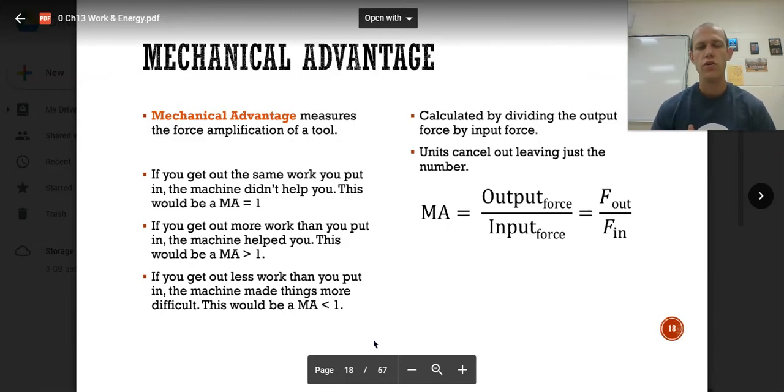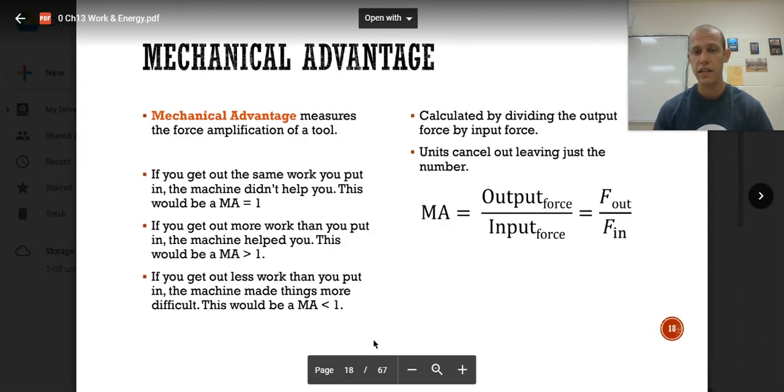So the mechanical advantage measures how a force is amplified by that tool. If you get out the same work as you put into the object, this would be a mechanical advantage of 1. It doesn't help you at all. If you get a mechanical advantage greater than 1, that means for the work you put in, you got more work out, which is what you want. If you have a mechanical advantage that is less than 1, that means you put in more work to do a little bit of work, which you don't want.